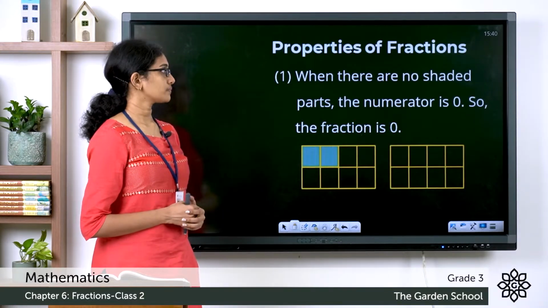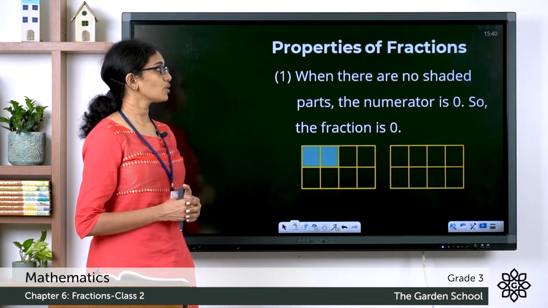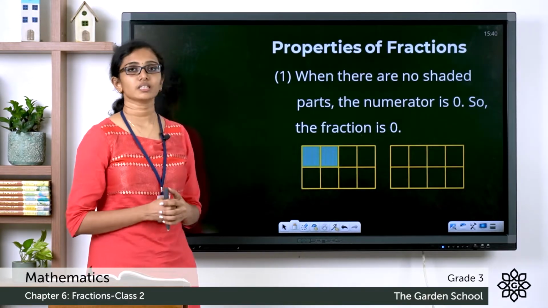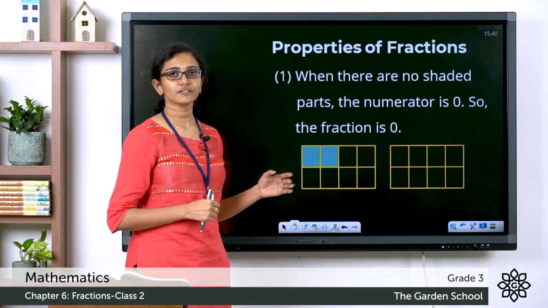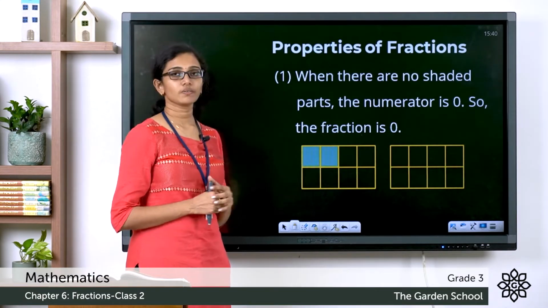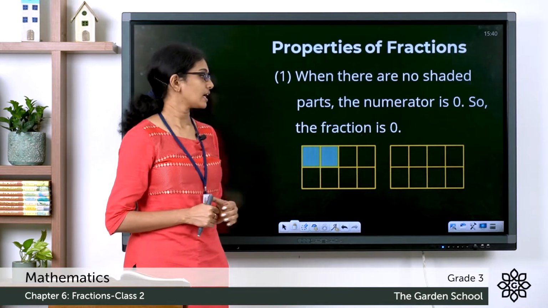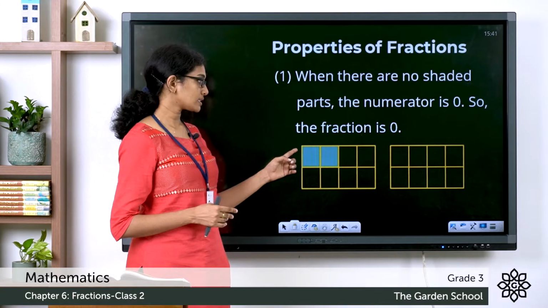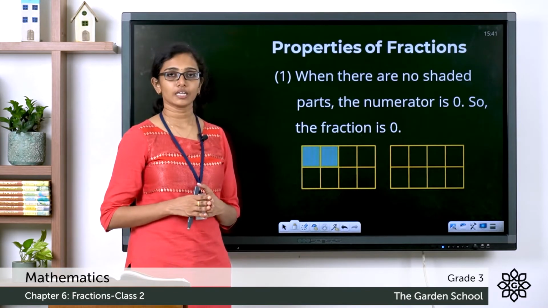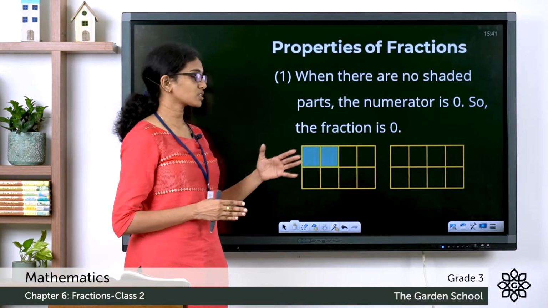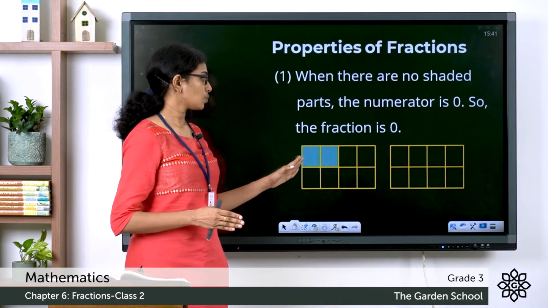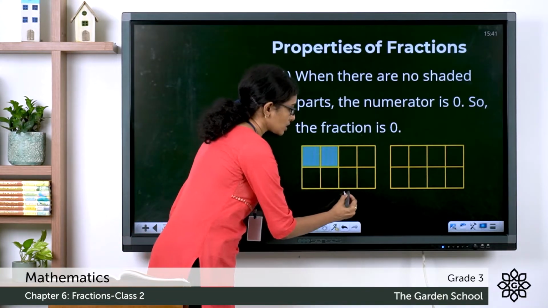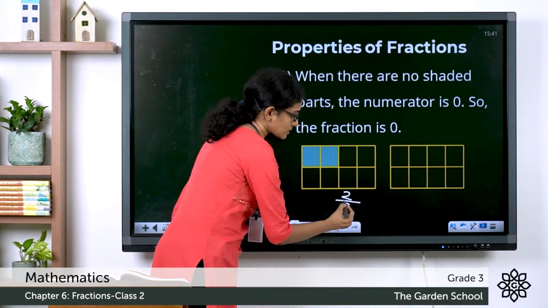The first property says that when there are no shaded parts, the numerator is 0, so the fraction is 0. How does that come? You see the first figure here? This rectangle is divided into 8 equal parts and each part will be 1 by 8 of the whole. And you can see 2 parts are colored or shaded here. So what is the fraction of the shaded part here? That would be 1, 2, 2 out of the total 8 parts. So you can write that fraction as 2 by 8.